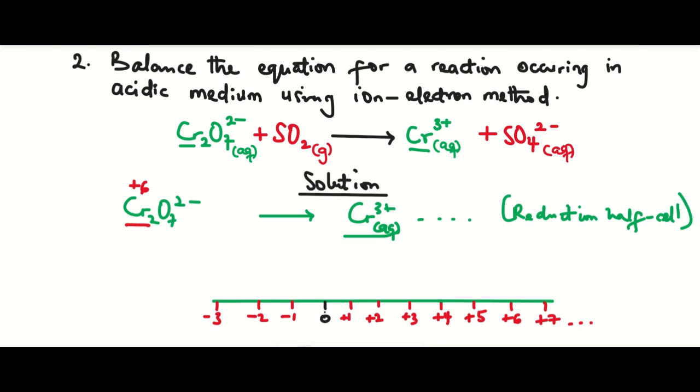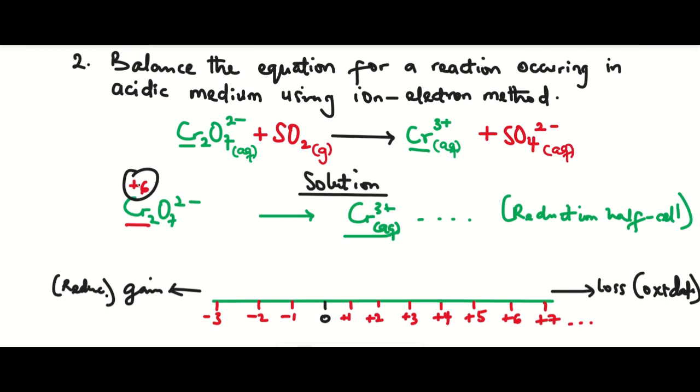Then the number line technique can be applied. Don't forget, as we move towards this side on the number line, we are moving towards loss of electrons, which means oxidation. And towards the left means gain of electrons, which means reduction. Chromium has moved from +6, which is here, to +3, which means that we have to move towards the left. So we have 1, 2, and 3. This means that chromium has gained 3 electrons in total. That's 6 minus 3, which is equal to 3. And we have moved towards the negative direction. Hence, it is the gain of electrons or reduction. That confirms this reduction half-cell.